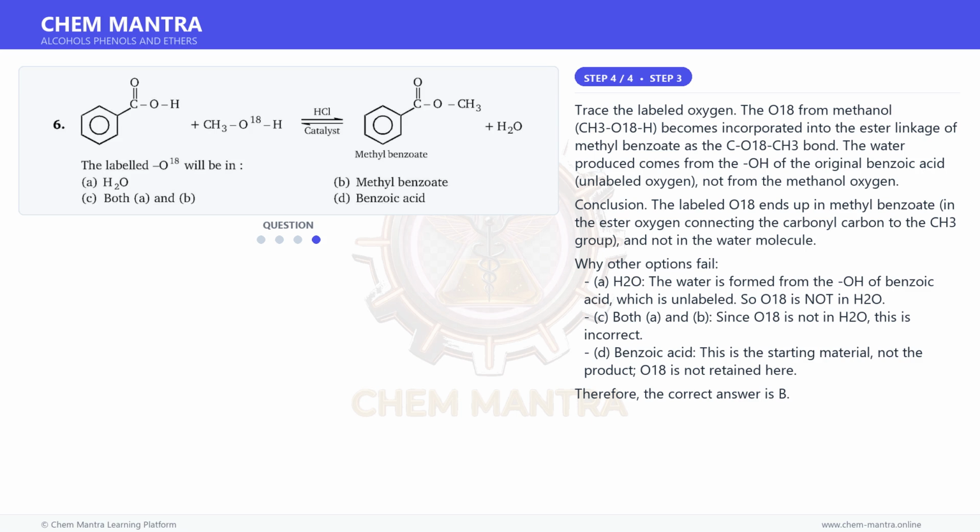Why other options fail? A. H2O, the water is formed from the O of benzoic acid, which is unlabeled. So O18 is not in H2O. C. Both A and B. Since O18 is not in H2O, this is incorrect. D. Benzoic acid, this is the starting material, not the product. O18 is not retained here.